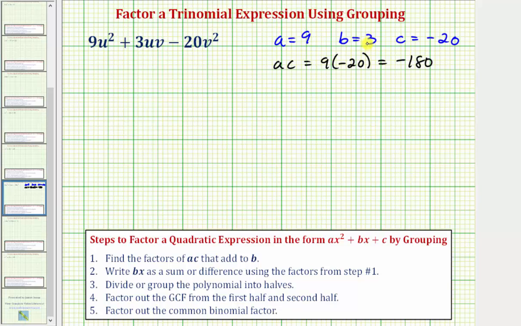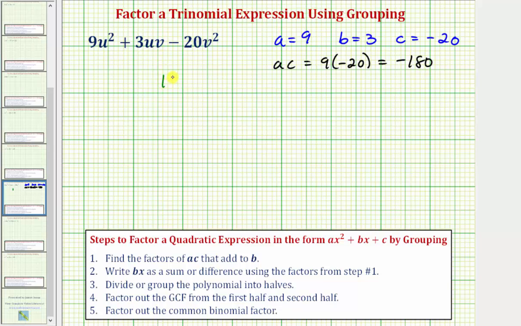So we're looking for two numbers that when we multiply them, we get negative 180, but when we add them, we get positive 3. This is not an easy question, and so sometimes it can be helpful to look at the prime factorization of AC, or in this case, negative 180. To do this, though, we'll first find the prime factorization of 180.